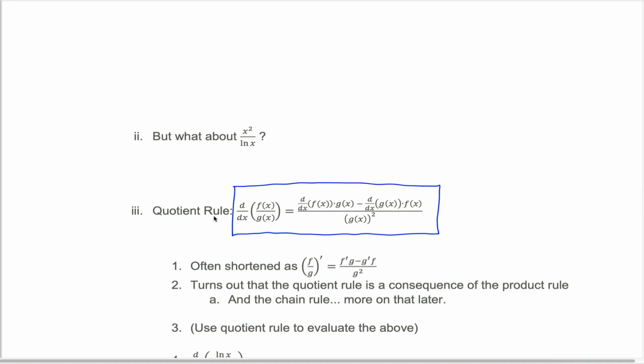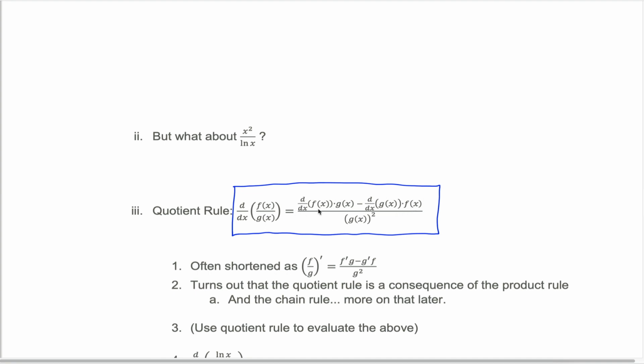rule. What the quotient rule tells you is when you're taking the derivative of a quotient, in other words, something divided by something, what you do is take the derivative of the top, the thing we're calling f of x, and multiply that by the bottom, g of x. Not the derivative of the bottom, but the bottom itself. From that, we want to subtract the derivative of the bottom, the derivative of the g of x, times the top, the f of x.